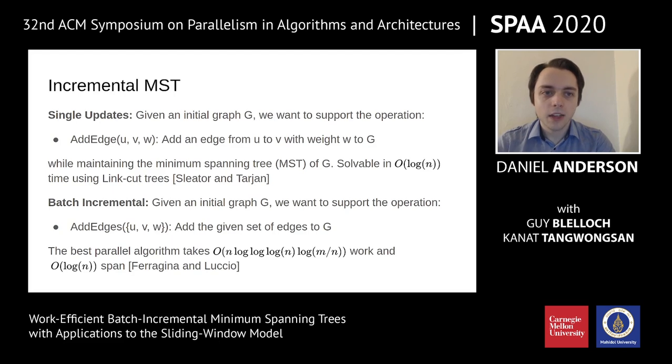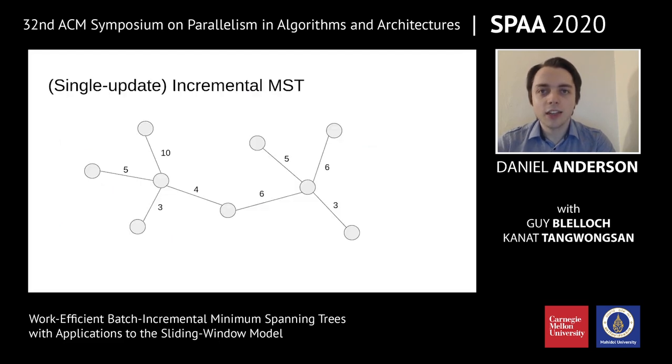Okay, so the single update algorithm in the sequential setting is very classic and very nice. So say we have an MST and we wish to add a new edge to the graph. And we want to know, does this actually change the MST at all? If so, this edge will be inserted into the MST, and then another edge will have to be deleted to make up for it. How do we figure out which edge that should be?